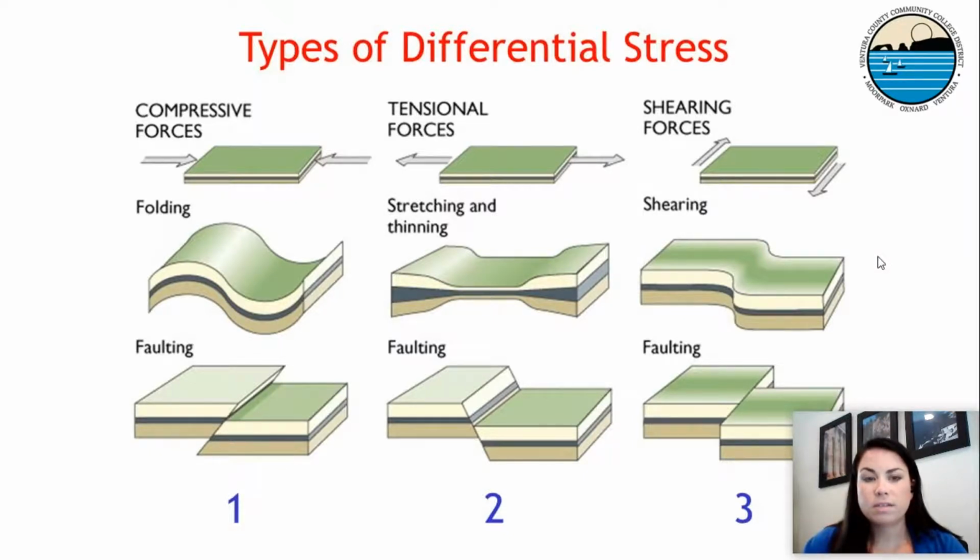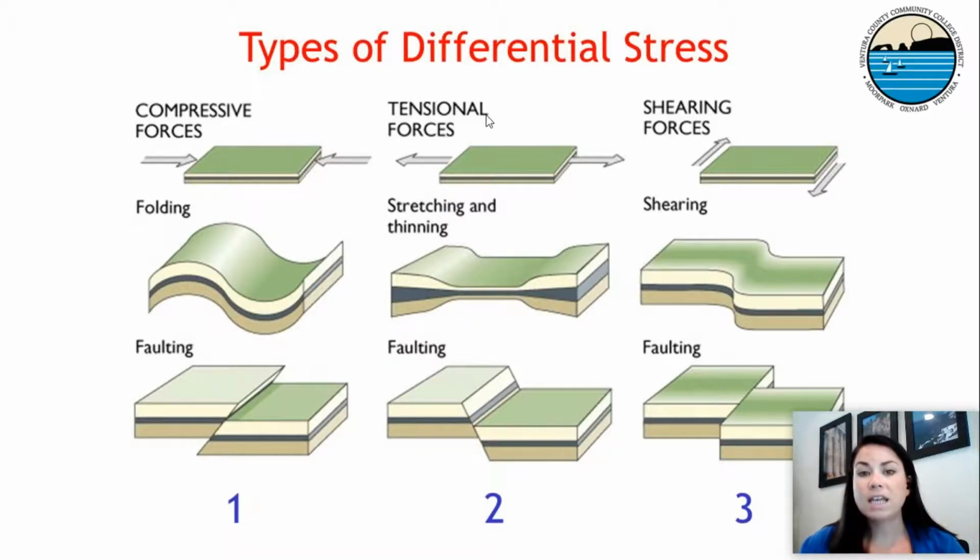Compressive forces or compressional stress is where we have things being pushed together, and typically we see that in the shape of folding. So if compressional forces are slow, we get folding. If they're fast, that's where we get a fault. And this is where we get a reverse fault. You can see here that here's my little hanging block there.